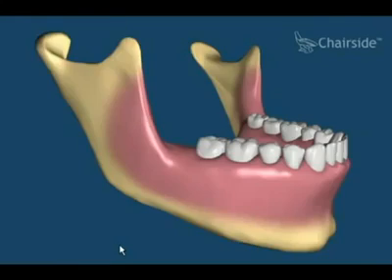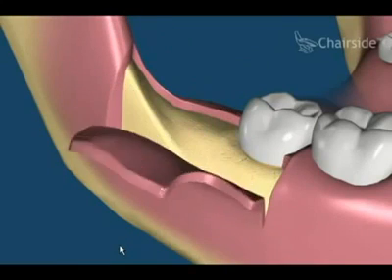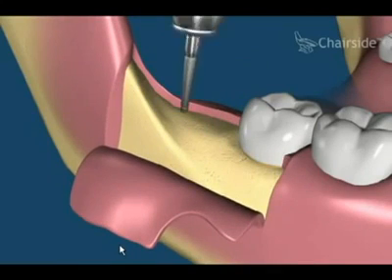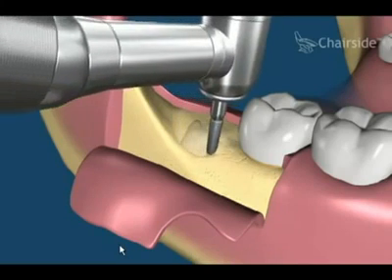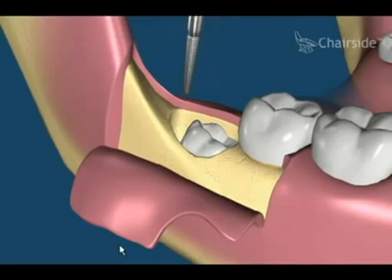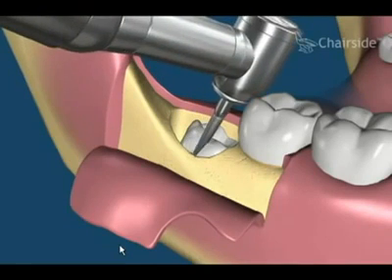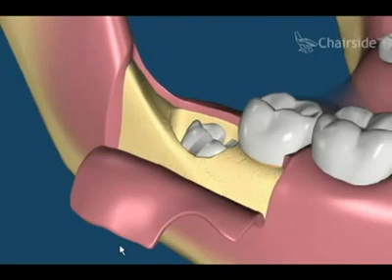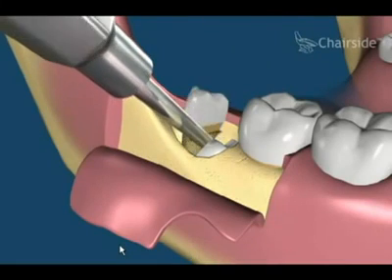This movie shows an impacted lower wisdom tooth. In a full bony removal situation, we first raise a flap. Since the tooth is completely covered with bone, significant bone is removed to gain access to the tooth. Then we section the tooth. The tooth sections can then be removed with elevators.